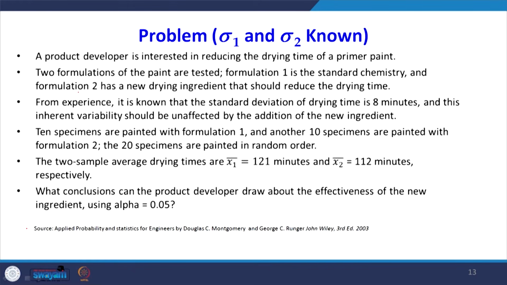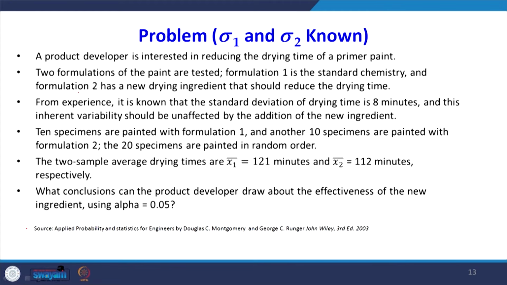From experience, it is known that the standard deviation of drying time is 8 minutes, and this inherent variability should be unaffected by the addition of the new ingredient. 10 specimens are painted with formulation 1 and another 10 specimens are painted with formulation 2. The 20 specimens are painted in random order. The two sample average drying times are x1 bar is 121 minutes, x2 bar is 112 minutes respectively.